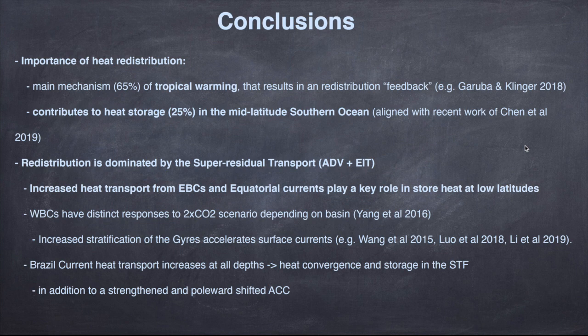And in terms of the redistribution, it is largely dominated by changes in super-residual transport, so large scale changes in heat transport, and that goes around this interplay between changes in western and eastern boundary currents and equatorial currents that leads to heat transport towards the equator and also strengthening of the heat convergence at the subtropical front.